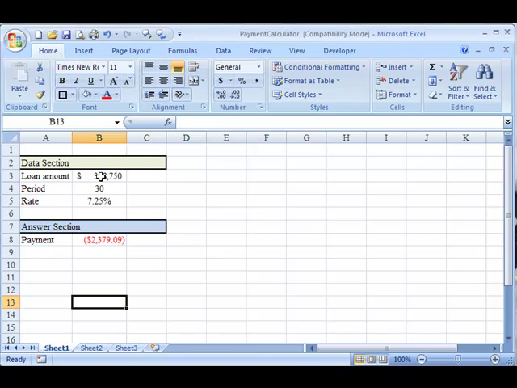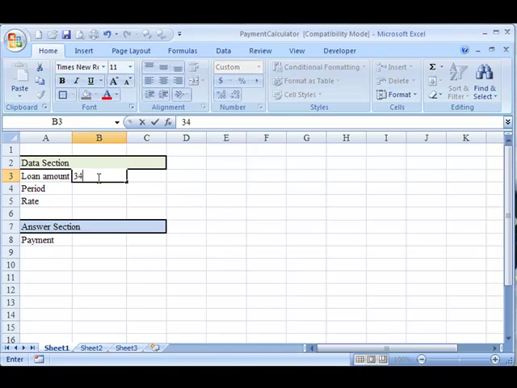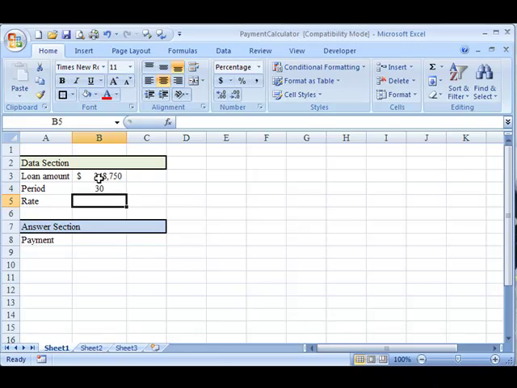I thought I might as well also show this in Excel. Let me just show you what I've done here. I'll put these in again. So if you're using Excel, you can put in those numbers. You put in the loan amount, which is 348,750. The period is 30 years, and the rate is, I'm going to put it in as 0.0725 here, and then I formatted it with the percentage, so it's 7.25.